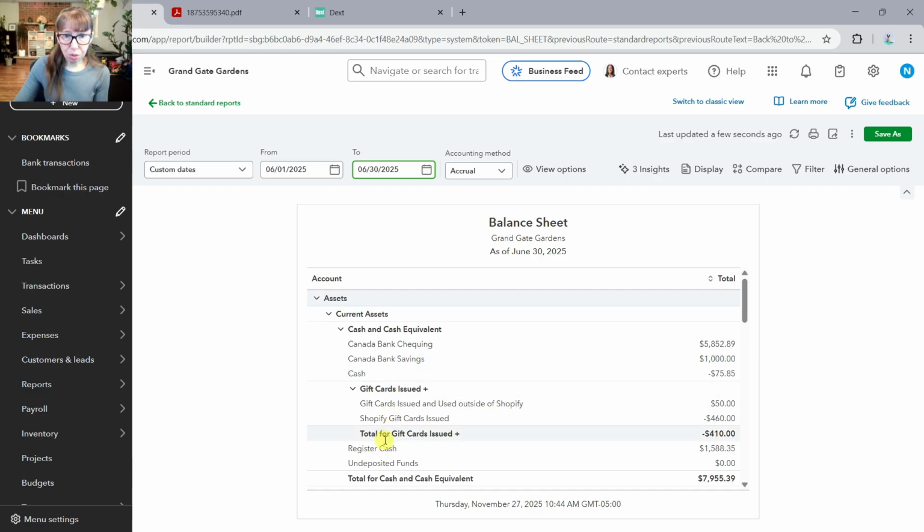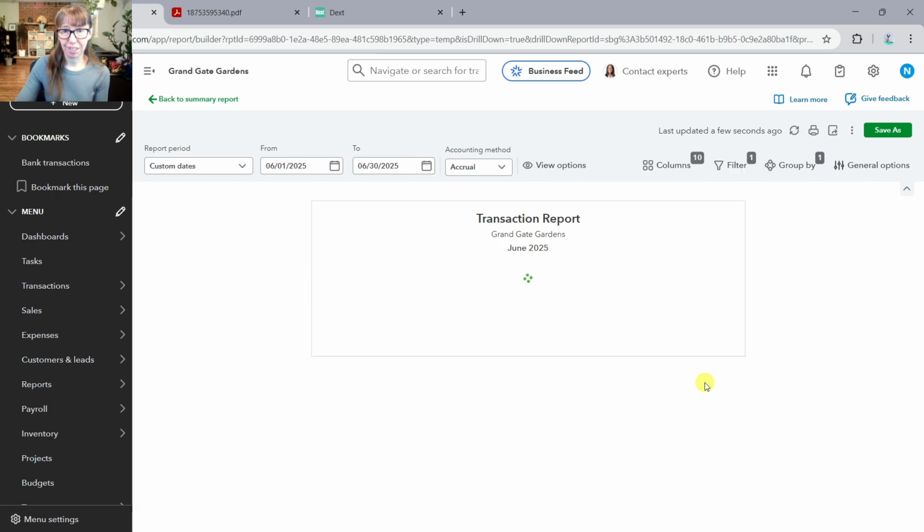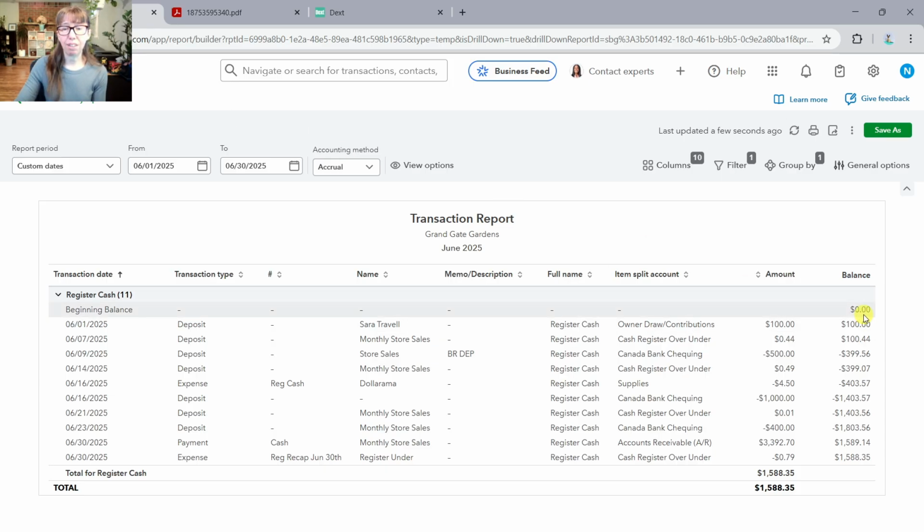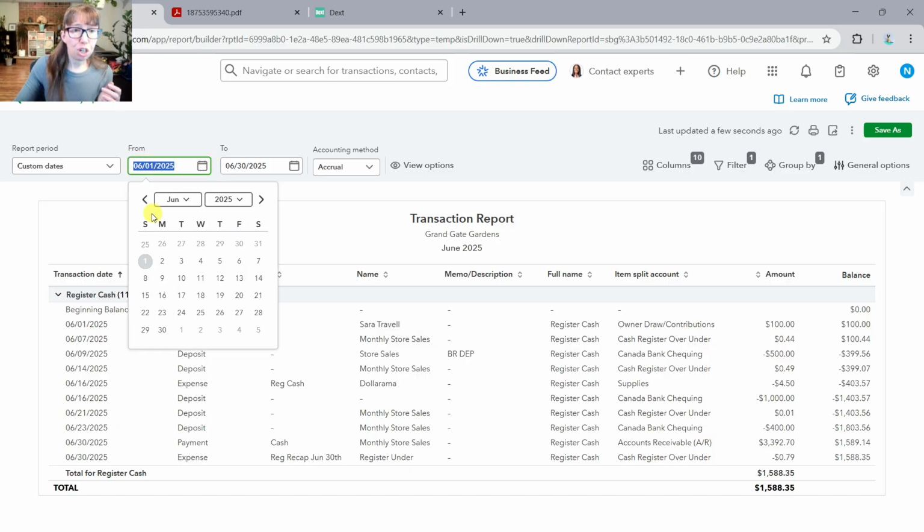And we can go to the register cash right here, looking good, 1588.35. And we can see here that it starts at 0, and that is because Sarah, in May, was just not tracking her register cash at all.